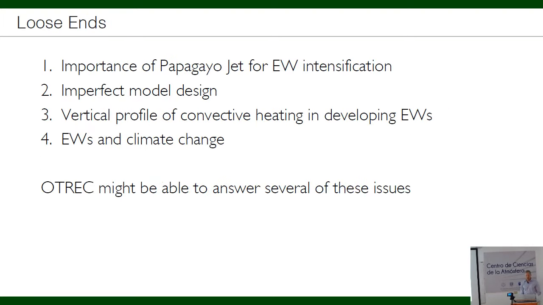But there are a lot of loose ends, and I've alluded to some of these when I was talking. One thing that I really want to get my head wrapped around is the importance of the Papagayo Jet for easterly wave intensification. One of the first things that I brought up in this talk was that the mean flow is an important mechanism for easterly wave energy extraction. And the Papagayo Jet seems to be in a prime area for producing a very strong wind gradient on which the easterly waves can grow. But I don't think we've completely characterized the actions of this jet yet.